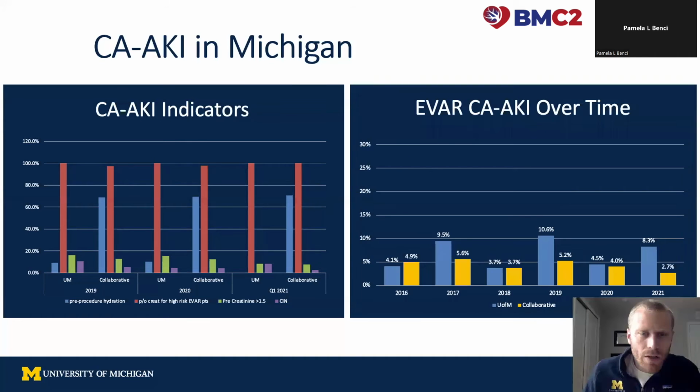If we look at this just with EVAR contrast-associated AKI over time, you can see U of M here in blue and the collaborative here in yellow. You can see that in 2017, 2019, and 2021, we really had higher rates of contrast-associated AKI compared to the rest of the collaborative.